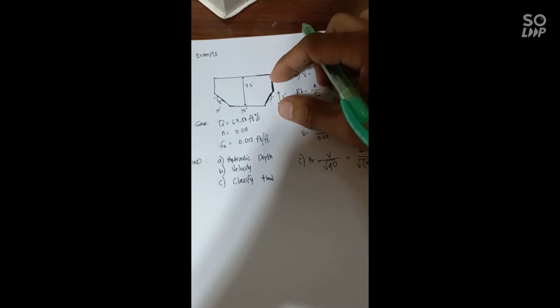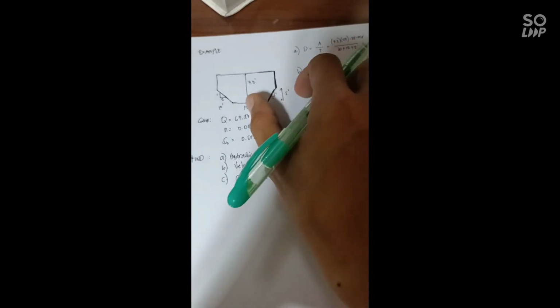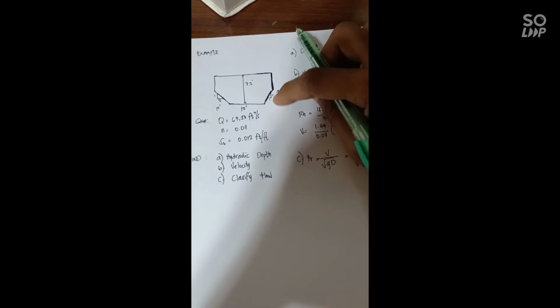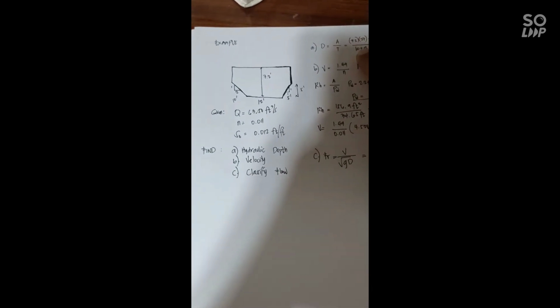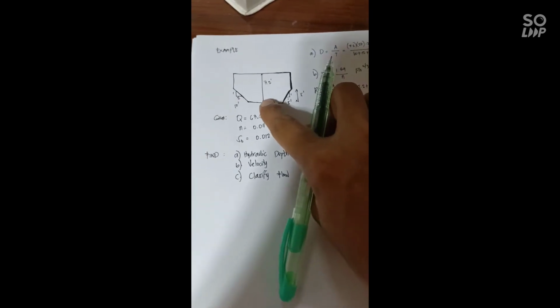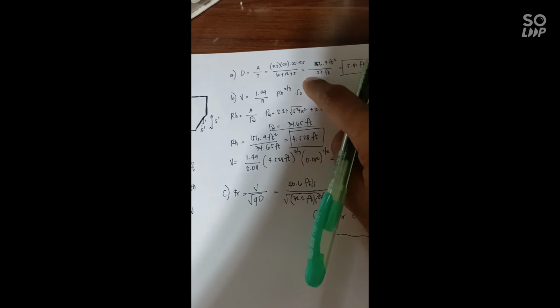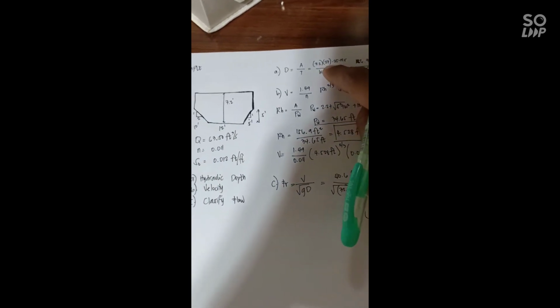If I know the depth here is 5, and the triangle says 1 over 1, then this is 5 feet also. So how do I get this? 10 plus 12 plus 5 is equal to 27. So how do I get the area here?